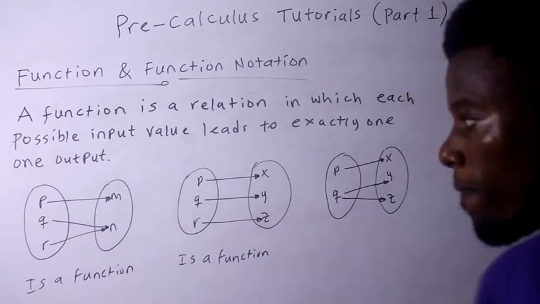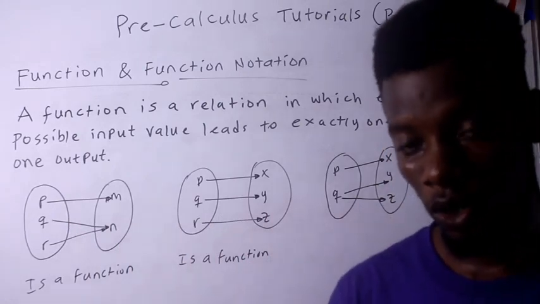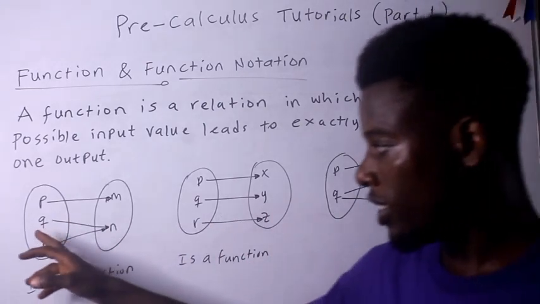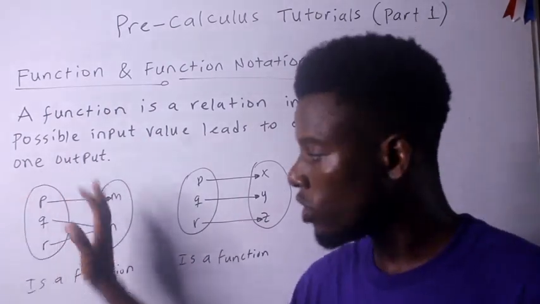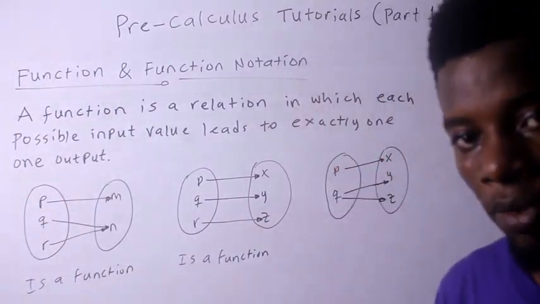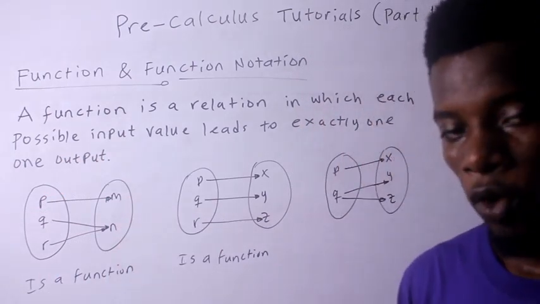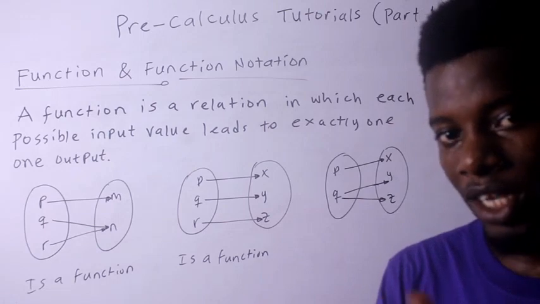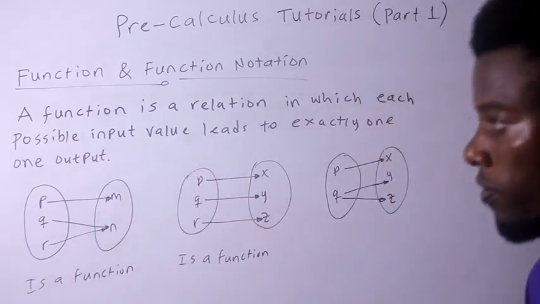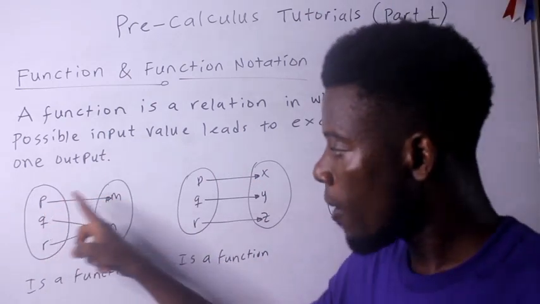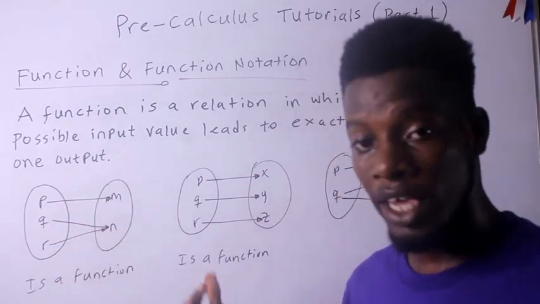What does that mean? We listed 3 examples on the board to enhance this concept. So this is a set and this is a set, and this first set is called the domain, and this second set is called the range. Remember, a function is a special kind of relation. Great. So P maps to M, Q maps to N, and R maps to N.